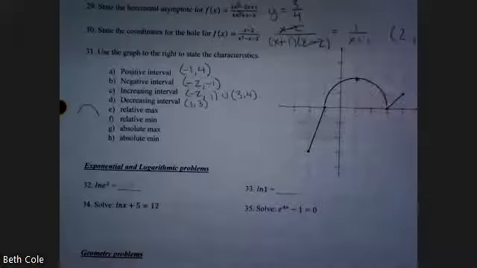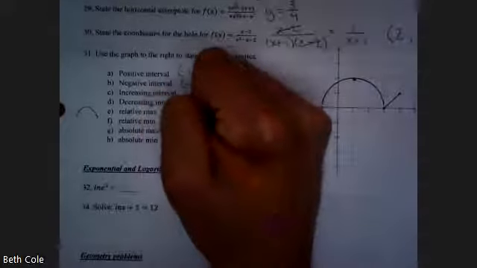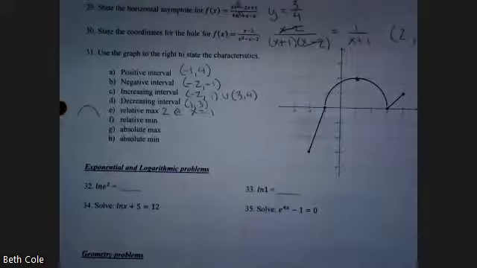Do you remember how we write it? Because it's not as a coordinate. Good, yeah, it's like that. 2 at x equals 1. So 2 is the maximum, 1 is its location.